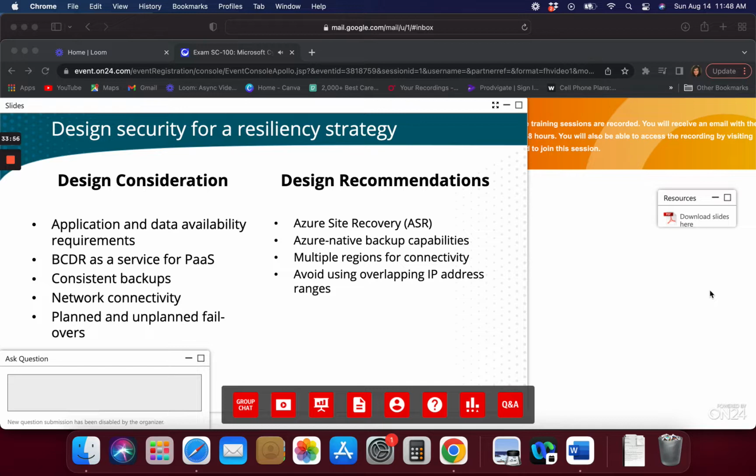When you start designing your BCDR for application workloads, you need to consider several factors. We start first with the application and data availability requirements. You need to look for the RTO and RPO requirements for each workload. You can do this through the business impact analysis exercise, BIA. For each application, you check if it supports active-active and active-passive availability patterns.